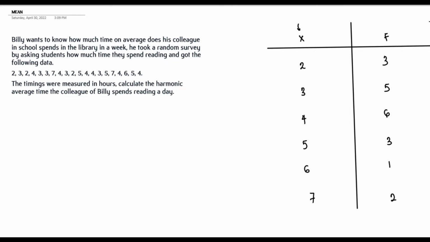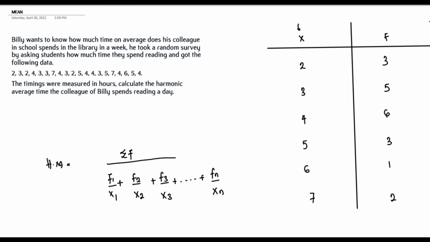So the formula for the harmonic mean, when we have a data set grouped based on score, is going to be summation f, which represents the size of the data set, and there's just a little tweak right here. So we have f1 divided by x1 plus f2 divided by x2 plus f3 divided by x3 till we get to fn divided by xn. So in this case of ours, we have summation f equal to 20. So that is 3 plus 5 plus 6 plus 3 plus 1 plus 2, which gives us 20.